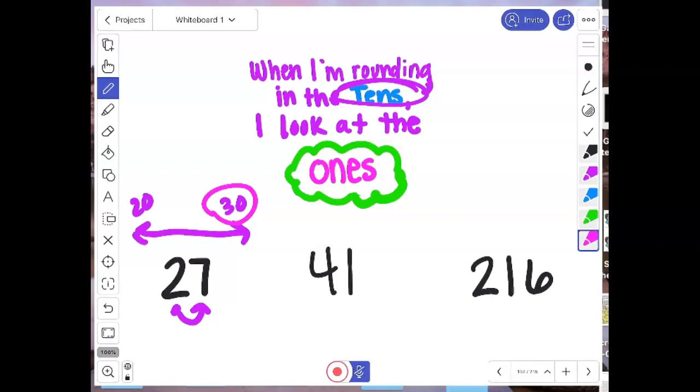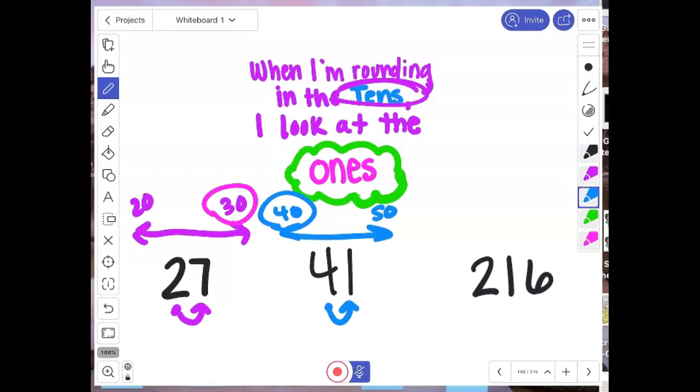Okay, let's look at the next one. I'm going to find the place. I'm going to look next door. Think about that number line. 41 is going to be between 40 and 50. And a 1 is less than 5. So I'm going to let it rest. I'm going to round it down.